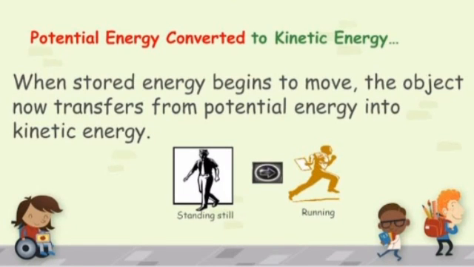Kinetic energy: the energy obtained from the motion of an object is called kinetic energy. When stored energy begins to move, the object now transfers from potential energy into kinetic energy. We give energy to a marble or a striker and set them in motion. The energy obtained from motion is called kinetic energy. Standing still, potential energy; running, converted into kinetic energy.